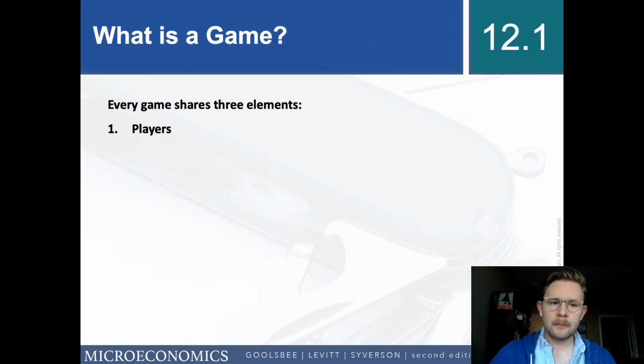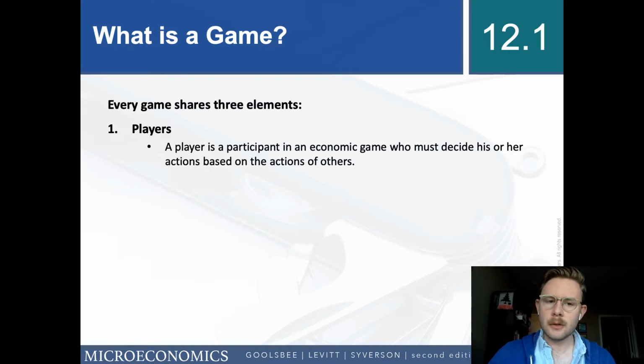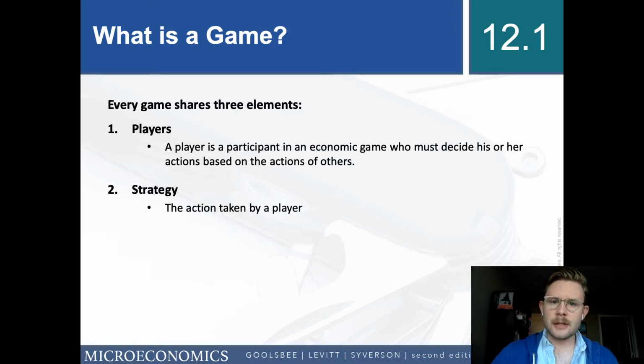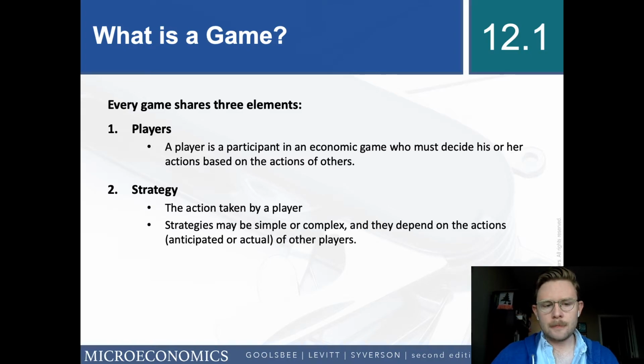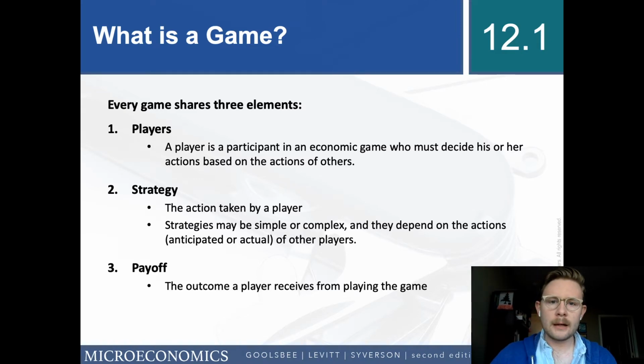So what is a game? Each game shares three elements. First, you have to have players in order to play a game. In economics, a player is a participant in an economic game who must decide his or her actions based on the actions of others. Second, there's a strategy. This is just the actions that can be taken by a player. They can be simple or they can be complex, and they depend on the actions, anticipated or actual, of other players. Finally, there's the payoffs.